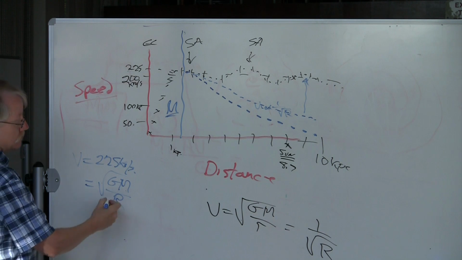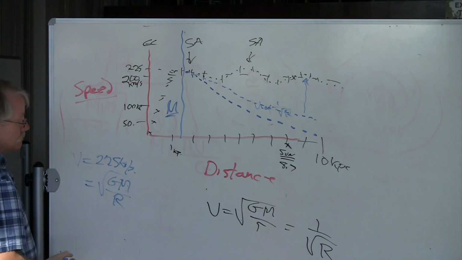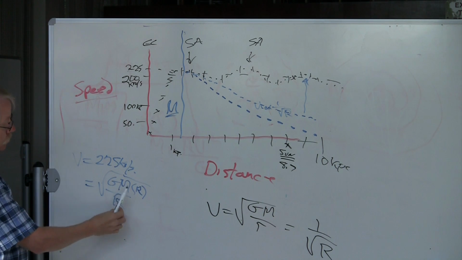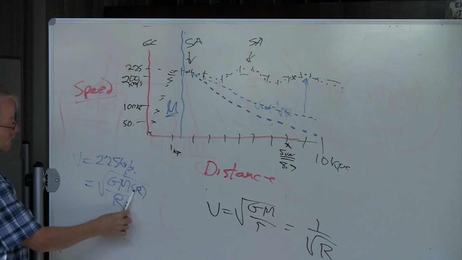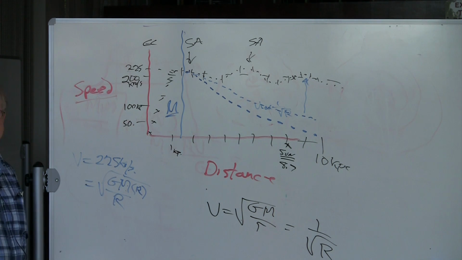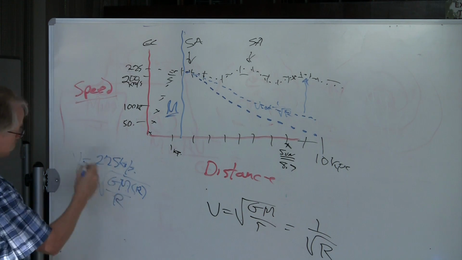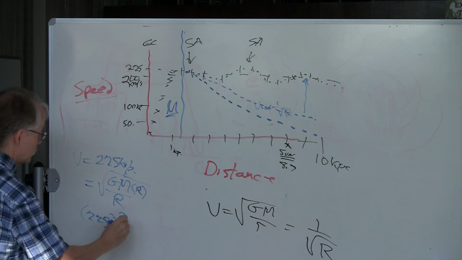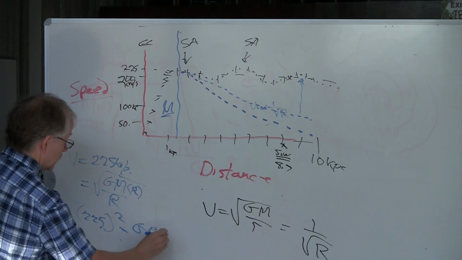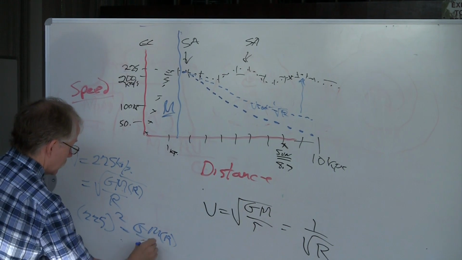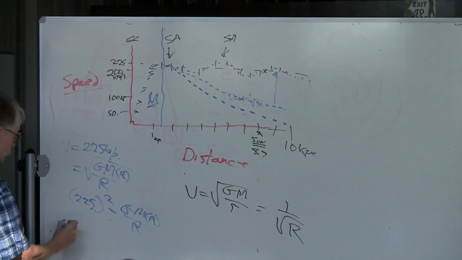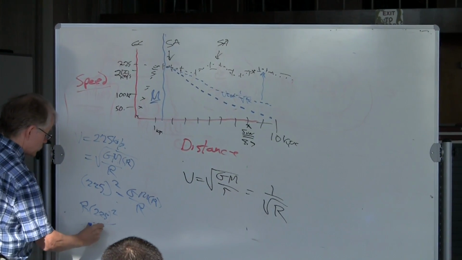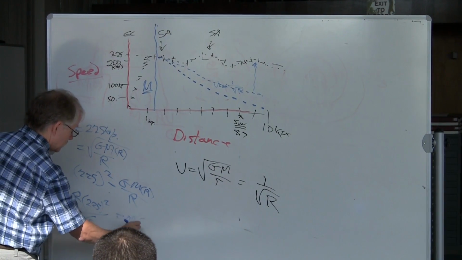Now, r is a variable that we adjust, but M is something that we could also adjust too. And the idea is that we're going to find a solution for M of r such that the resulting v is always constant. By doing the math here, we get 225 squared equals G M as a function of r, over r. Okay, and moving things around, we get r times 225 squared over G equals M of r.